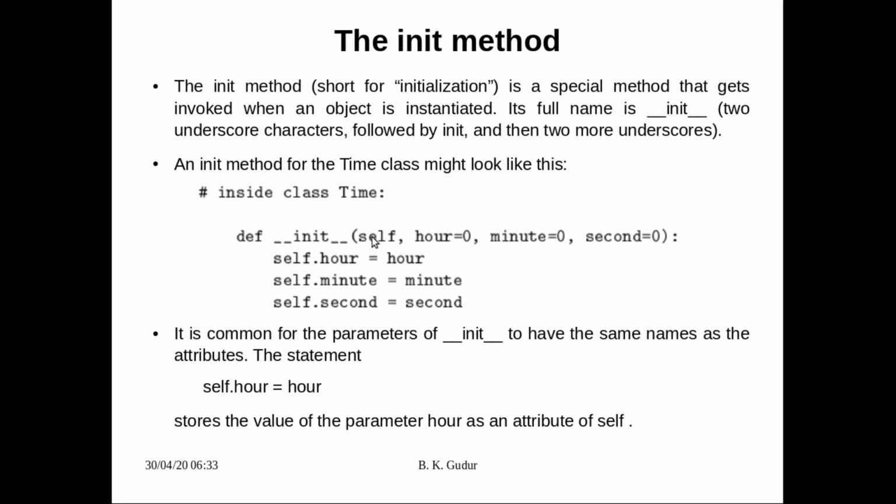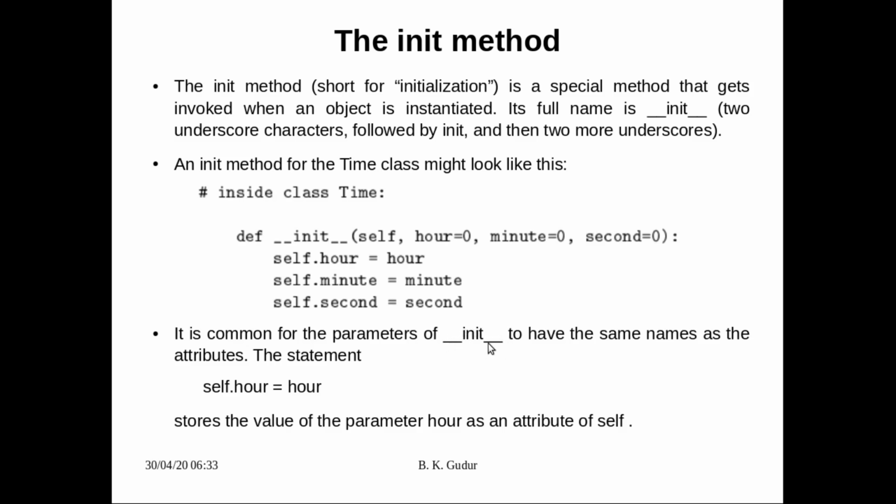Whenever we want to initialize, for example, hour, minute and second will be normal variables supplied by the user, and those variables can be assigned to attributes of this Time class, like self.hour is equal to hour, self.minute is equal to minute, and self.second is equal to the second that has been supplied here.